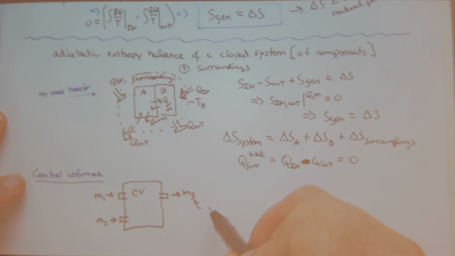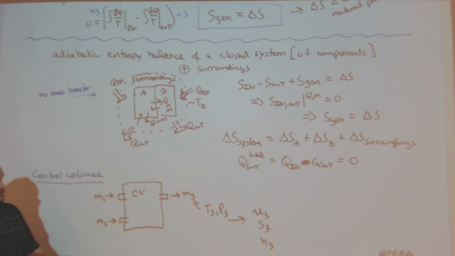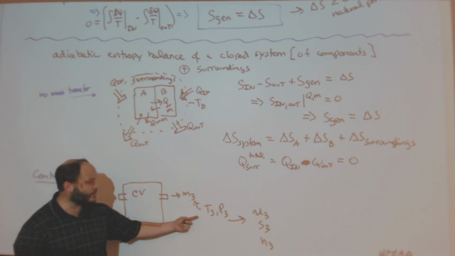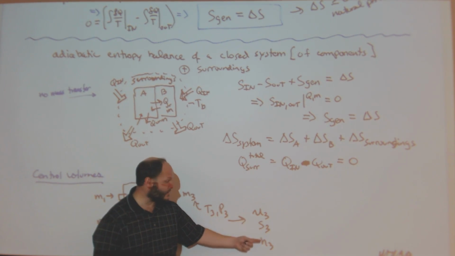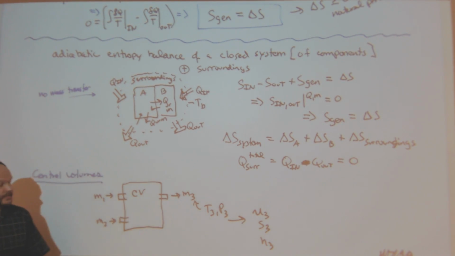So this one has a temperature and a pressure associated with it. And given that I know that, I know U3, I know S3, I know H3, right? So if I tell you the mass, the temperature, and pressure of the mass leaving my control volume, then I can go look up in a table the energy per unit mass, the entropy per unit mass, and the enthalpy per unit mass. Likewise, I can do the same thing here.